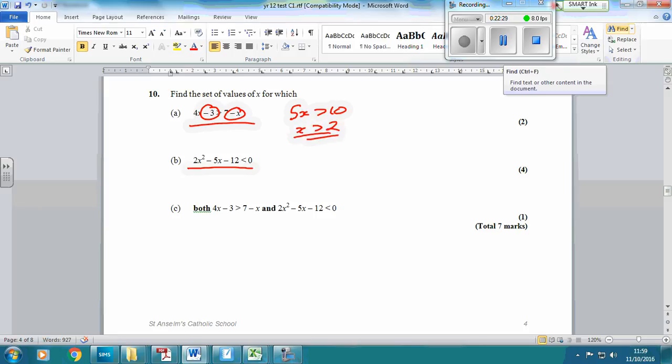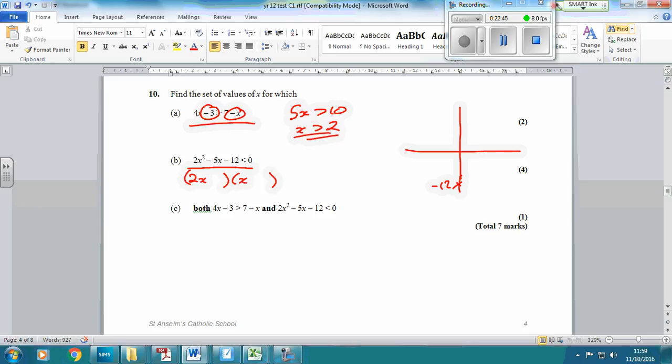Okay, here we've got a quadratic inequality. So we're going to sketch it. We know that it goes through at minus 12, because when x equals 0, it equals minus 12. So we're going to factorise this. So 2x and x. And let's try 4 and 3. So you want minus 8x plus 3. Yeah, I think that works.